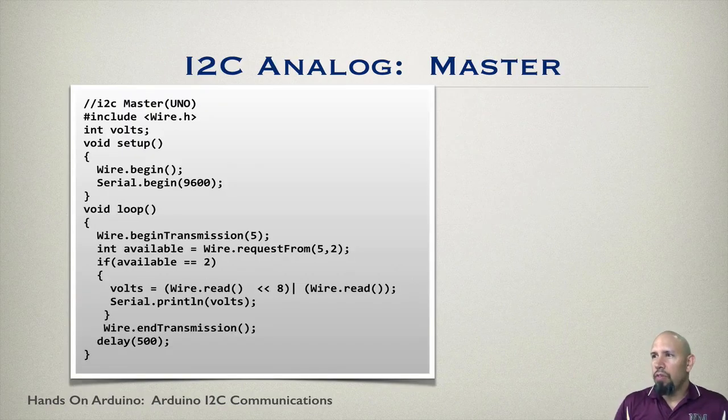Moving on to the software, we first look at the master. In the master, again, we include the wire.h, and now I'm going to define this global variable volts. I could define that in the loop, but I choose to define it there. Again, I begin both the wire and the serial. So that's the I2C we begin, and also the serial we begin.